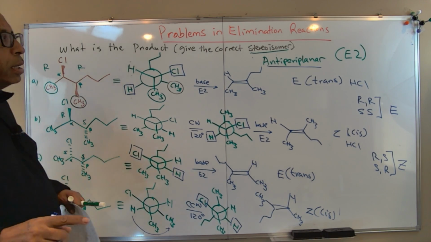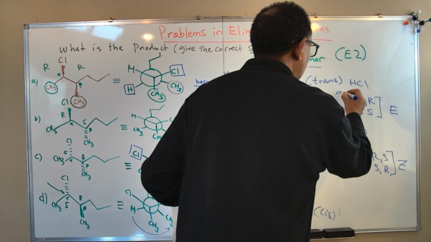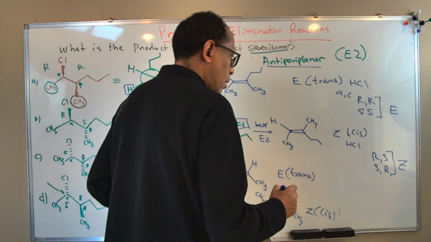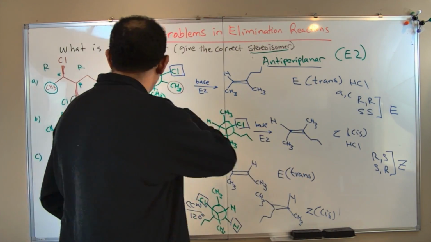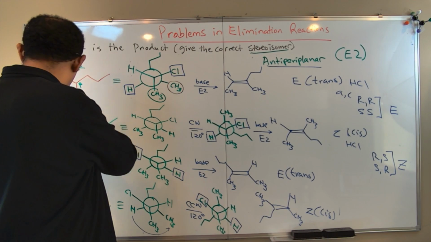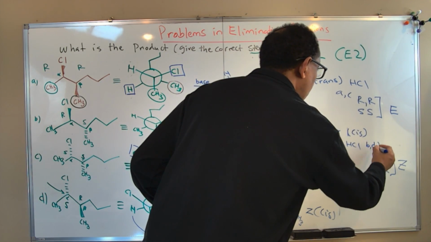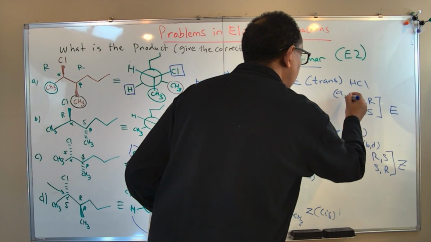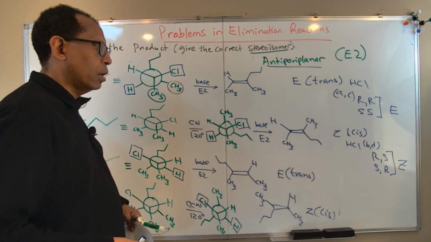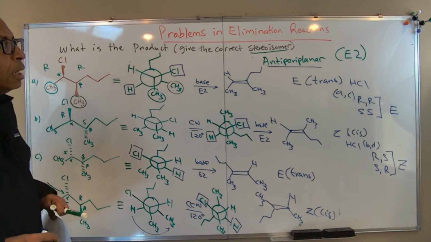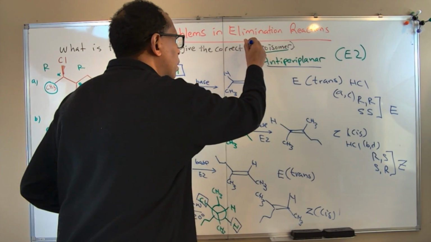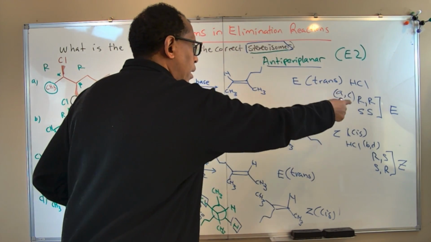So A and C are mirror images, and B and D are mirror images. So mirror images give the same stereoisomer of alkene. So the stereoisomers are the E and Z.